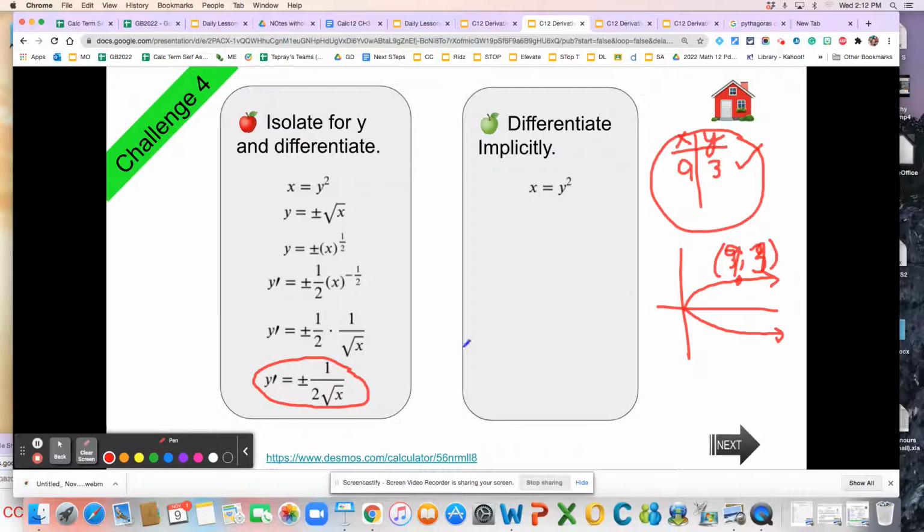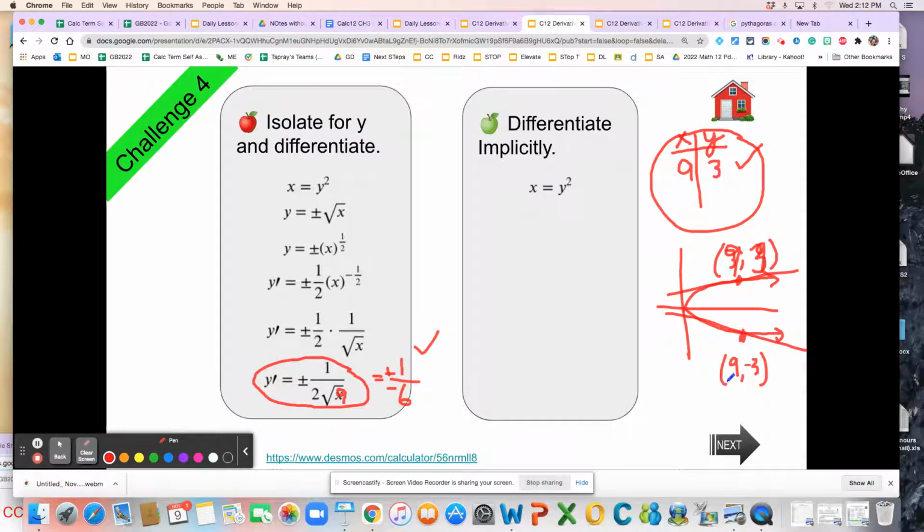I'd simply take the 9 and I'd put it in here. I put the 9 right there. So we'd have 1 over 2 square root 9, which is 1 over 6. So the slope would be plus or minus. Okay? Now, that is true. The slope is plus or minus 1/6. So the slope right there would be 1/6, and that would be negative 1/6 there if we were looking at 9, negative 3 for what it's worth.